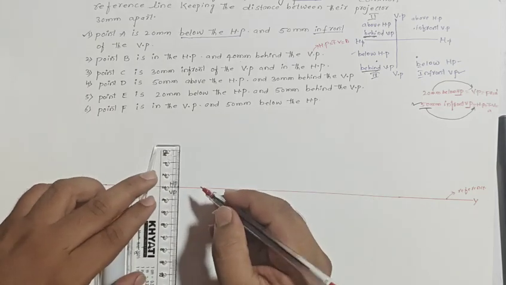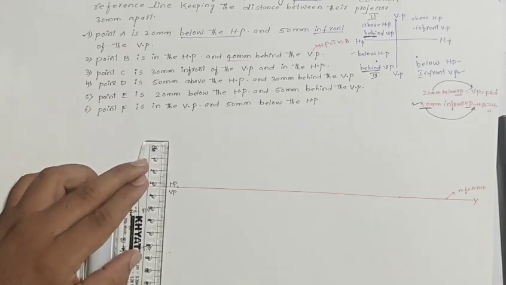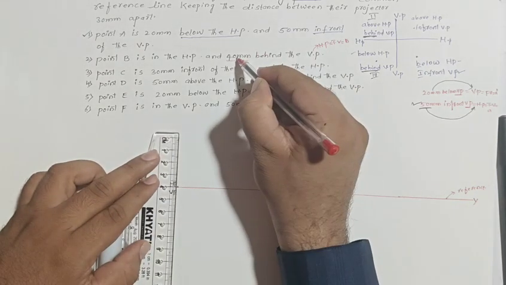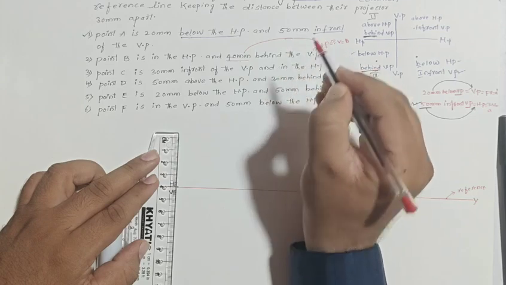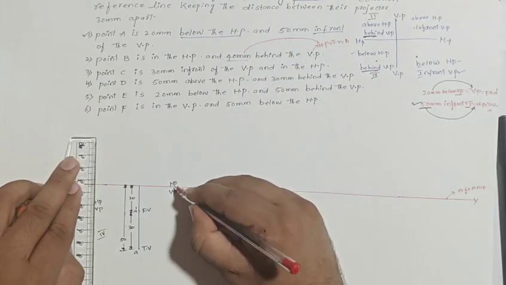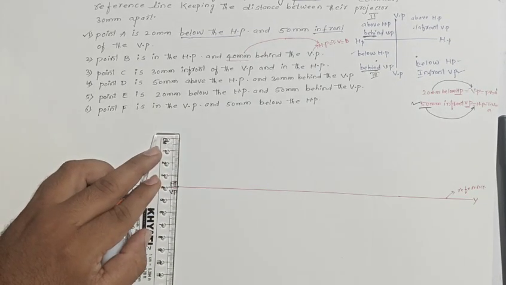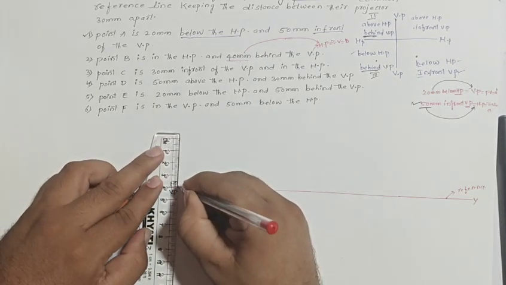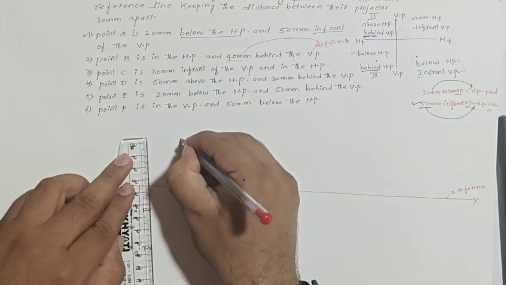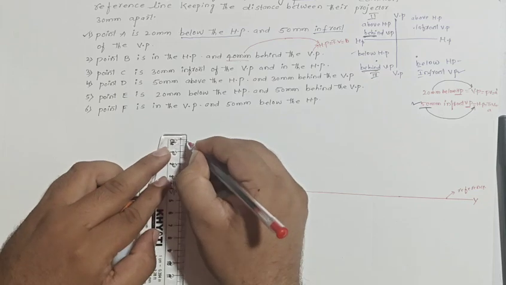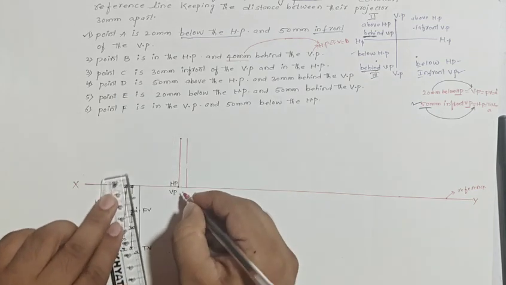So let us see. We need to draw the 40 mm. Where do we have to draw it? On the horizontal plane, above the reference line. How much length do we have to measure? 40 millimeter. This length should be 40 millimeter. Clear?